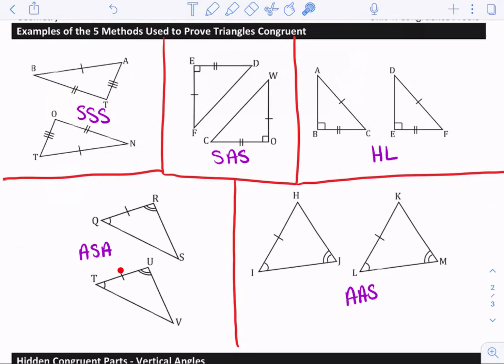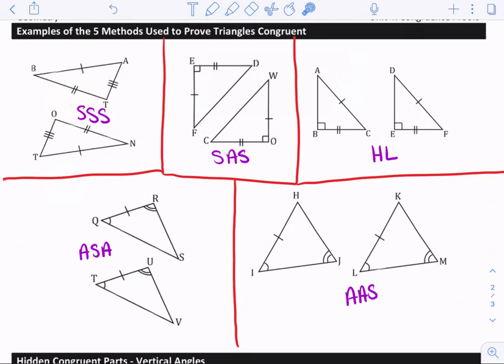I have angle, side, angle, where the side is touching both angles, so it's in between them. And then I have angle, angle, side, where this side is only touching one of the 2 angles. So that's the difference between angle, side, angle and angle, angle, side. So hopefully you understand the 5 methods to prove triangles congruent.